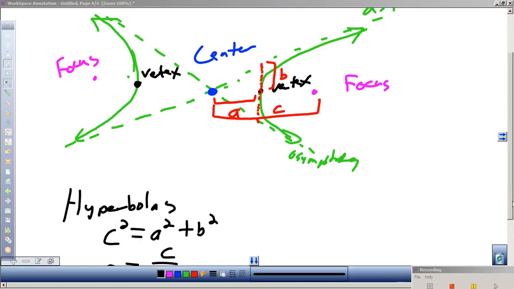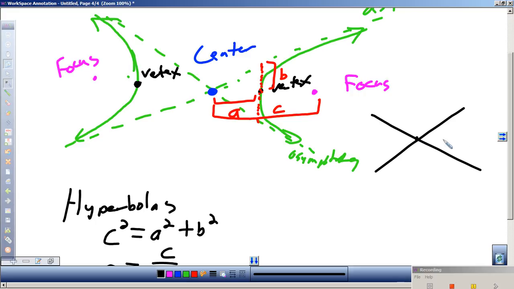So when you talk about eccentricity of a hyperbola, what would happen if that eccentricity was 1? You'd have 2 lines, right? A and C would have to be the same. If eccentricity is 1, C and A would be the same, and you would end up with just 2 lines. You'd end up with just these.